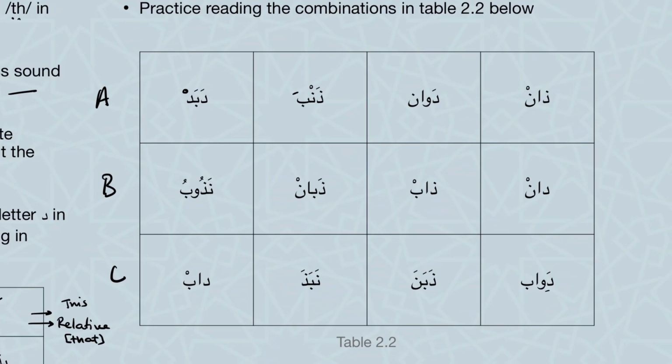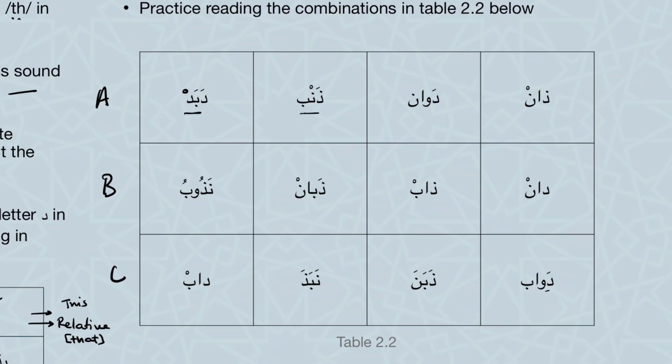There's a fatha. Okay. Well, if you want to pronounce it with no fatha, it's also okay. But can you say it again? Dhanb. Okay.